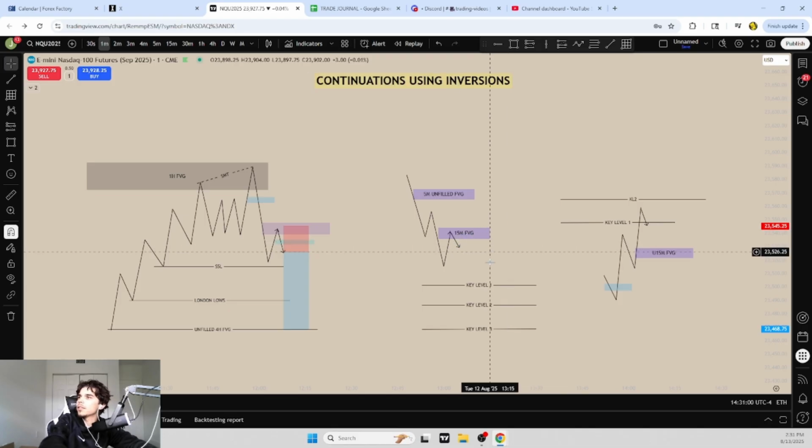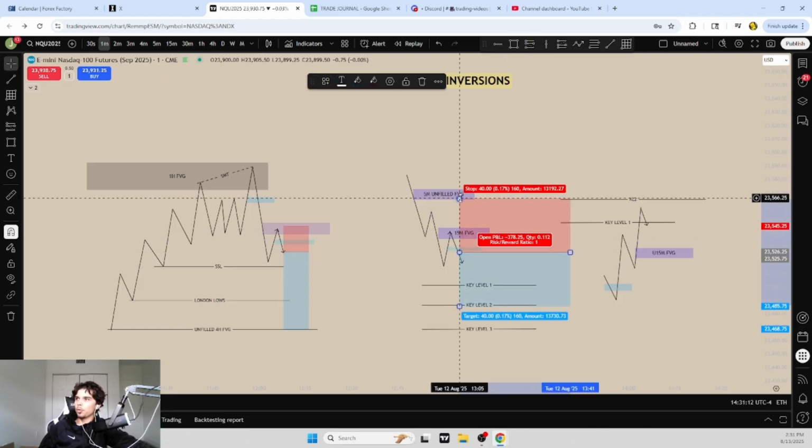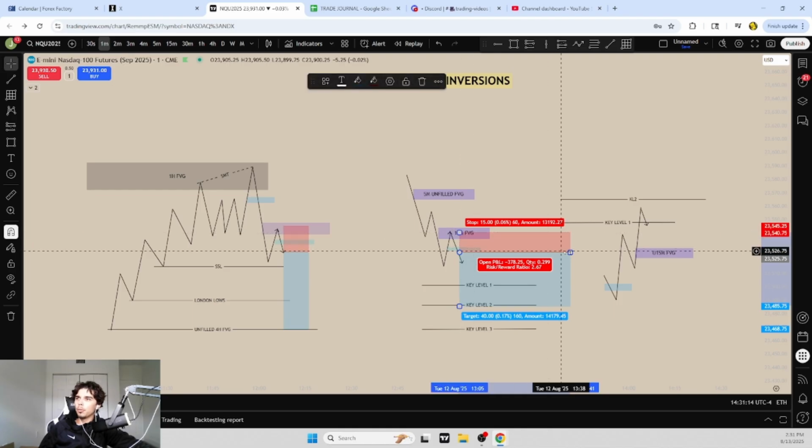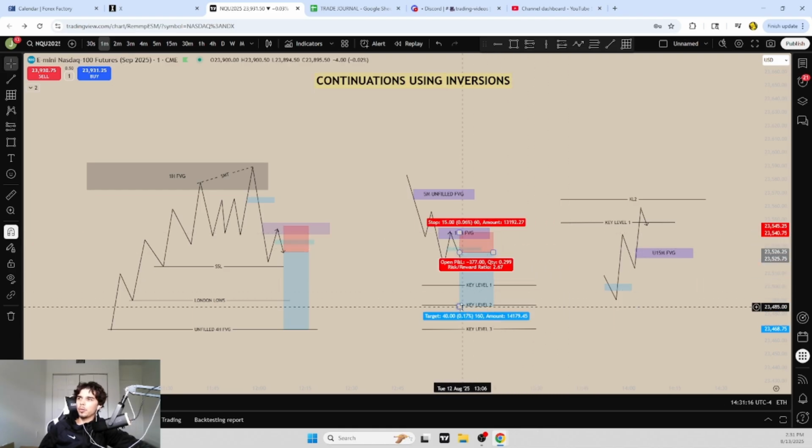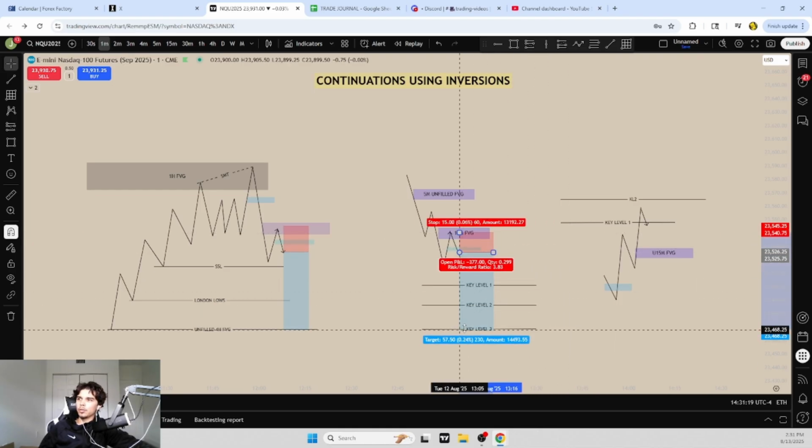But for this case, let's just say we tap into this 15-minute and we reject it instantly. Then boom, we're entering off the rejection. And if we have clear targets below us still, which we do in this case, right? We have key level 1, we have key level 2, we have key level 3. Well, then we'll be perfectly fine. We have clear draws on liquidity, and we can go ahead and target those clear draws.